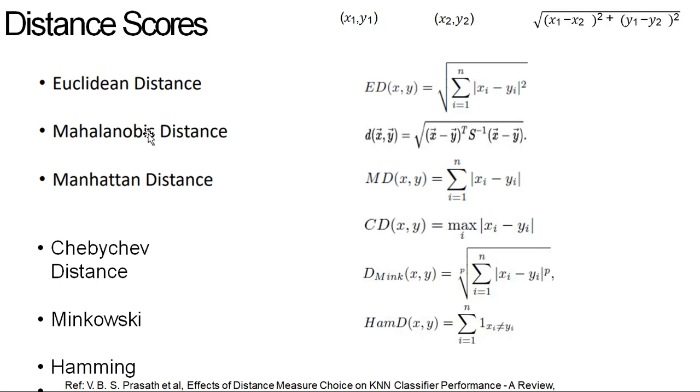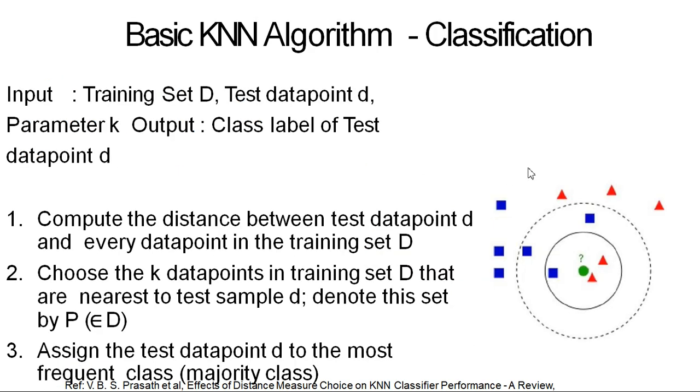See, these are all the various distance scores we will be using. For KNN, mostly we will use Euclidean distance. We all know that, right? Basic formula. So here we will be seeing what is the KNN algorithm.